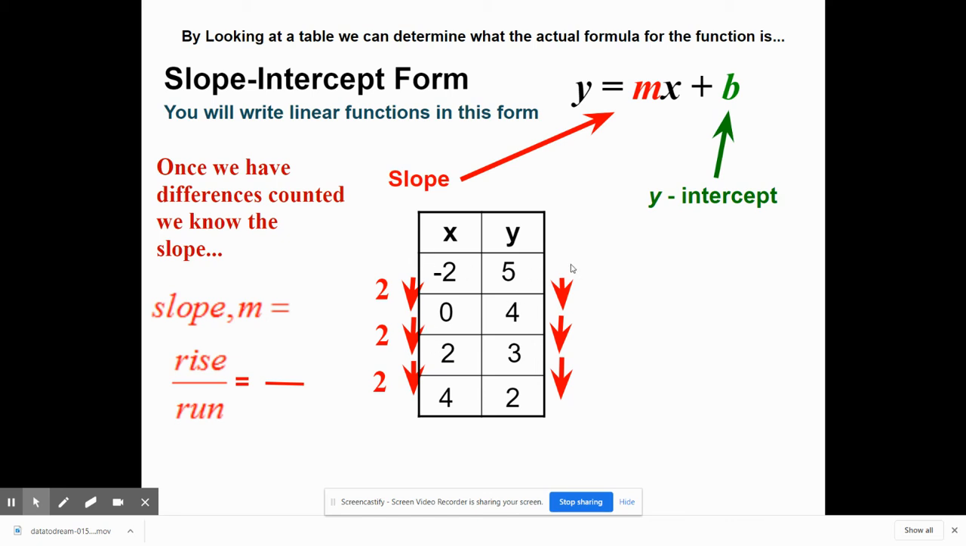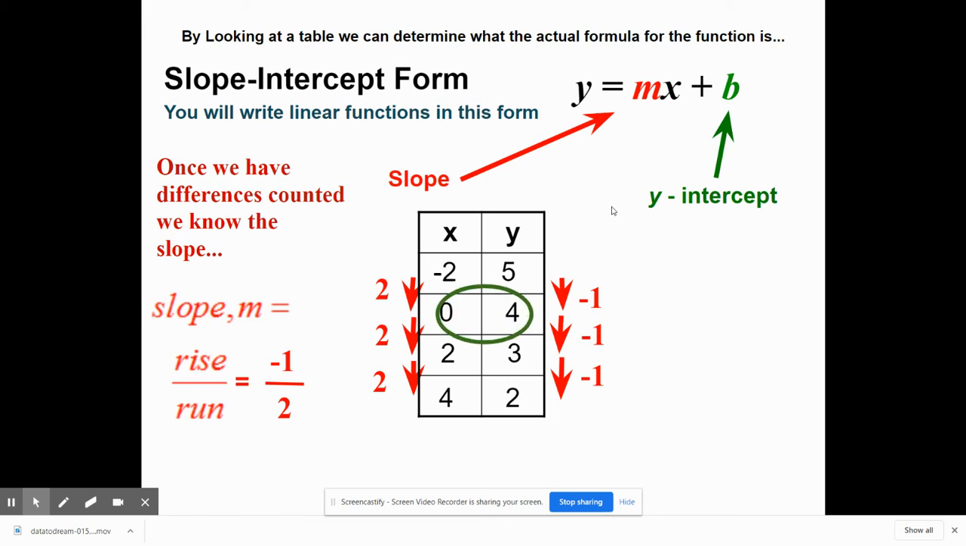Let's check the range side, which is the y. You have 5 to 4. Notice that's going down by 1, so that's -1. 4 to 3, -1. 3 to 2, -1. All right. So we use those differences to figure out the slope, which is rise over run. The rise is the y side. The run is the x side. So -1 over 2 is my slope, which is -1/2.